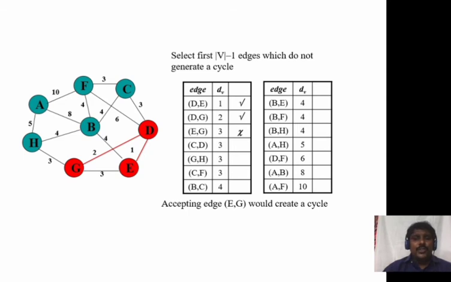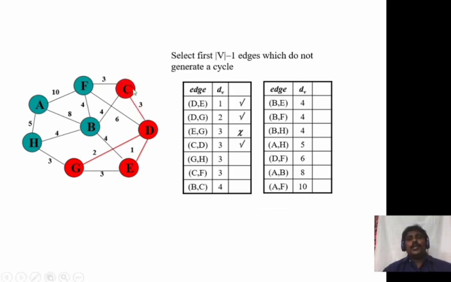Next, E to G. Is there a connection between E and G? Yes, E to G is 3, but it has more weight. If I close this, it will become a closed diagram, so I will not consider this. So I have put a cross here. See students, why have I put a cross? Because if I consider this EG, then it will become a closed diagram. The diagram must not be closed, it must be an open diagram. So I have put a cross. I have a minimum weight, but this graph must not be closed.